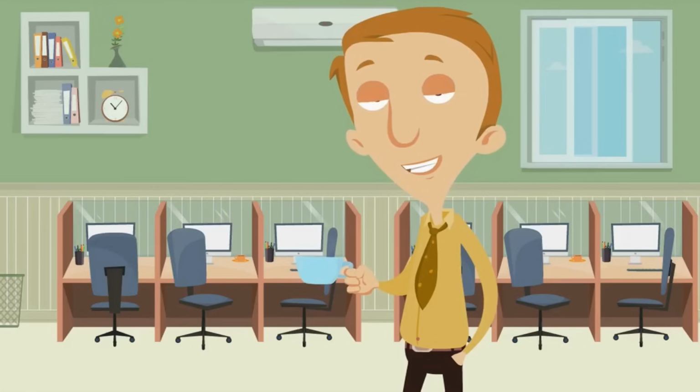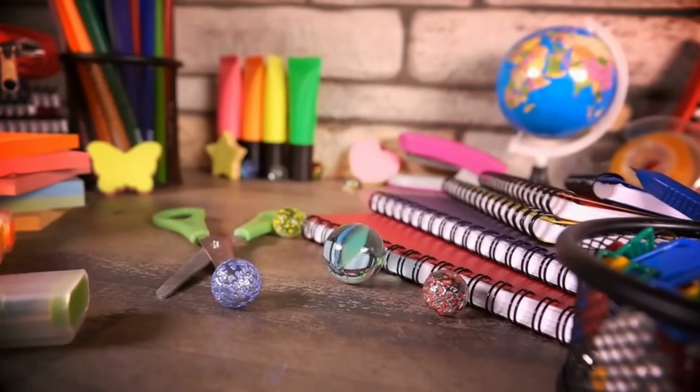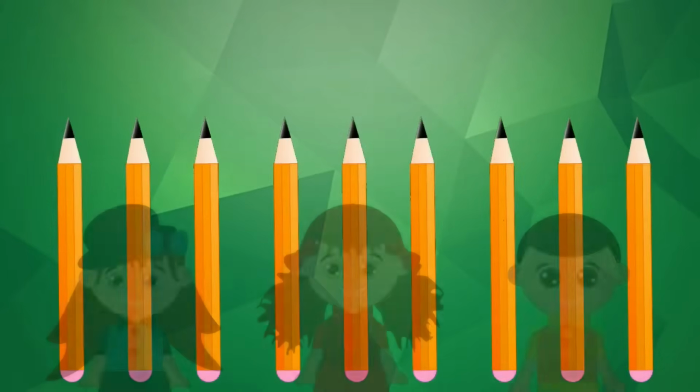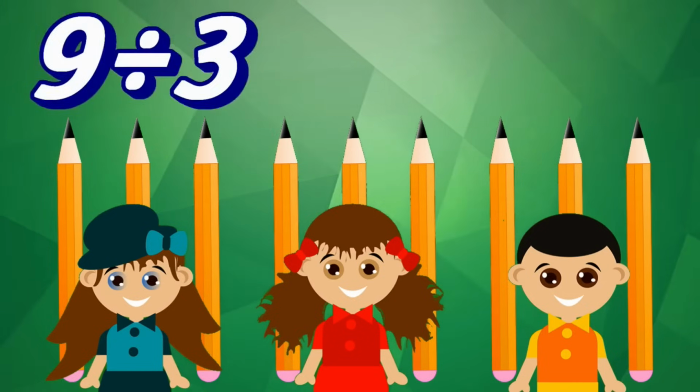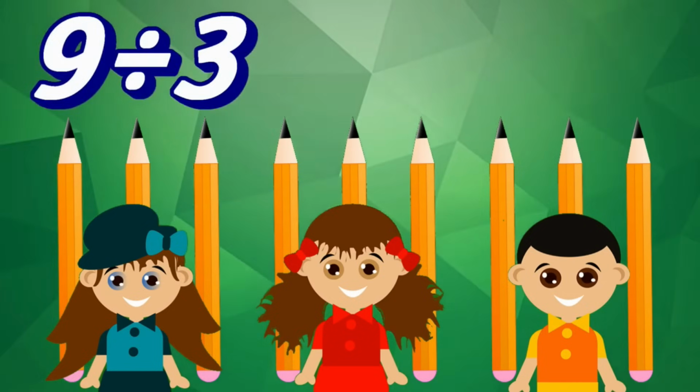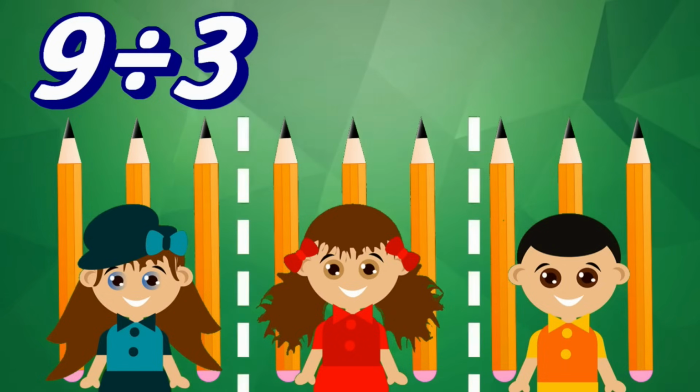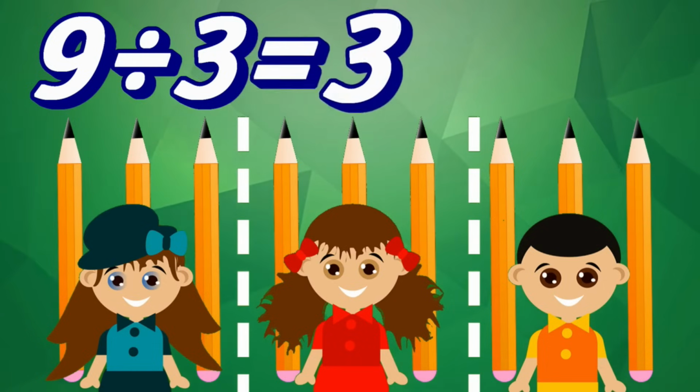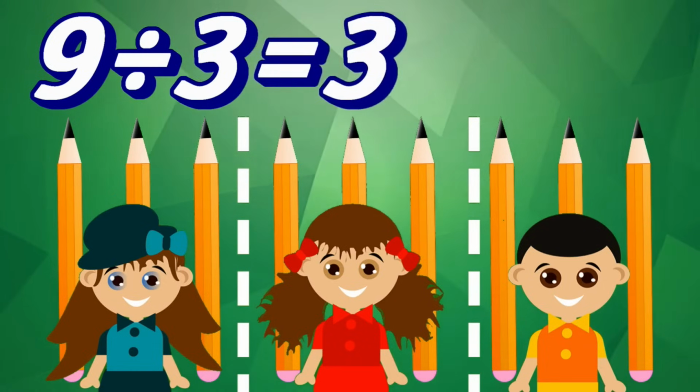All right, next, let's practice division with school supplies. Let's say there are 9 brand new pencils that 3 students are going to split. 9 divided by 3. We're dividing the 9 pencils between the 3 students so that the students each get the same number of pencils. When we divide 9 by 3, how many pencils does each student get? Yes, 3. Great job! That means 9 divided by 3 equals 3. If you split 9 into equal groups of 3, there are 3 in each group. 9 divided by 3 equals 3.